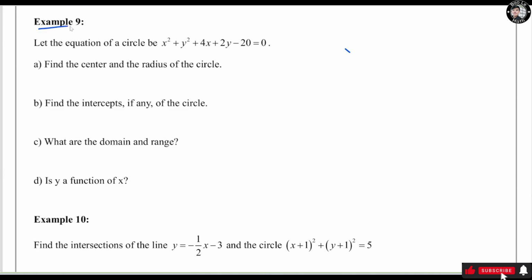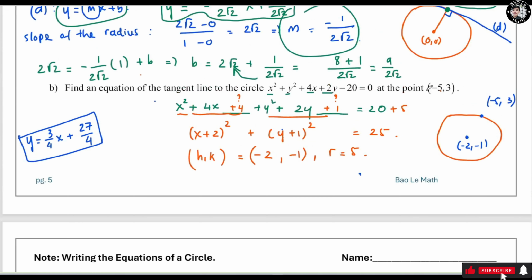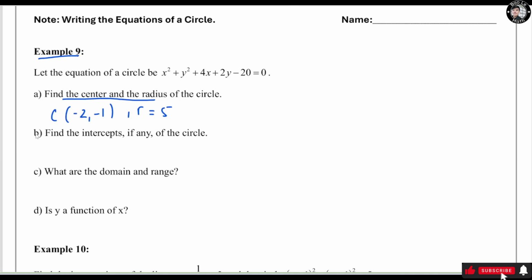Now let's move on to example number 9. Let the equation of the circle be s squared plus y squared plus 4s plus 2y minus 20 equals 0. Find the center and the radius of the circle, right? This one we already found above in question B, right? So the center is negative 2, negative 1, radius is 5, right? Question B. Find the intercepts, if any, of the circle, which means we need to find the x-intercept and y-intercept, right?